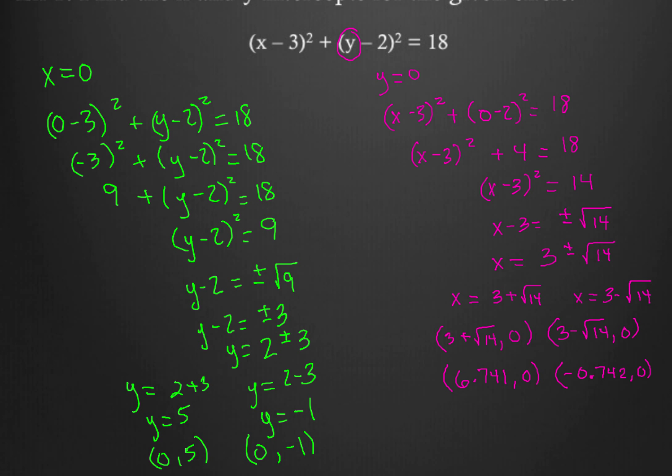Hopefully, you got an x value of 3 plus or minus the square root of 14. So when you write that as a coordinate pair, you'd have (3 plus the square root of 14, 0) and (3 minus the square root of 14, 0). As a decimal, you'd end up with (6.741, 0) and (negative 0.742, 0).